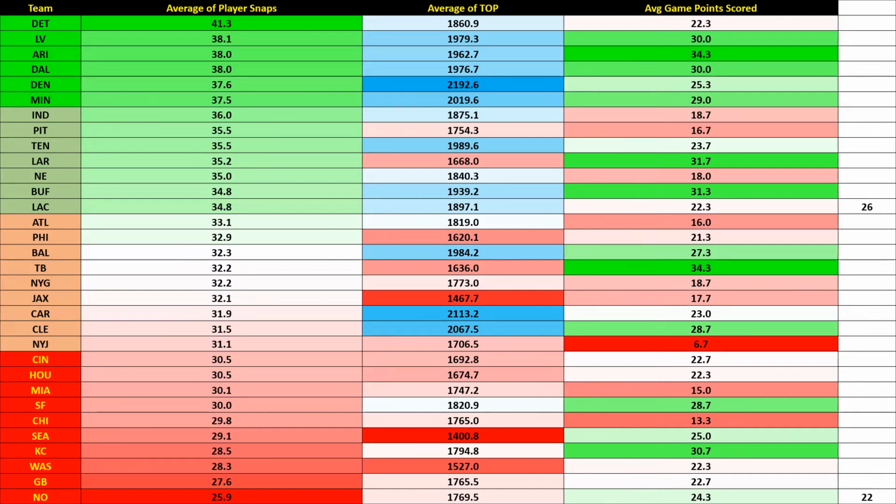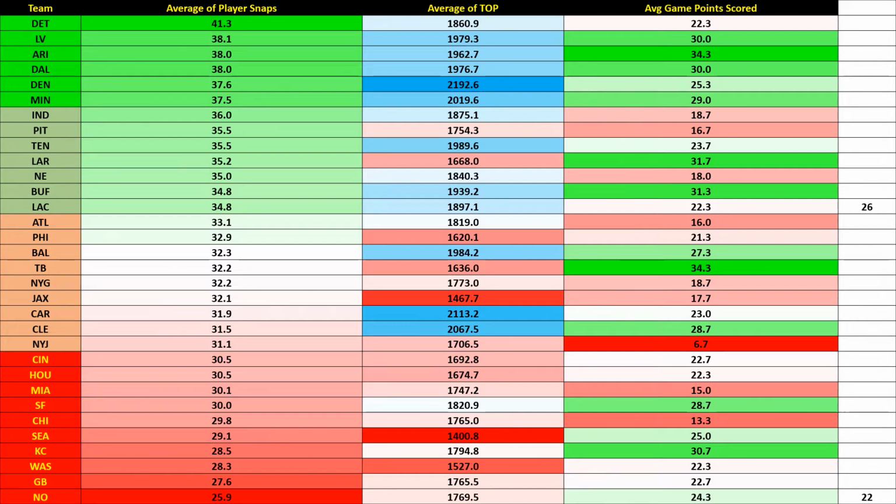Now we have time of possession as well, as a way that helps us kind of foresee game points. So those are the teams that have dominated time of offense and player snaps, and they tend to score more than teams that don't do that.